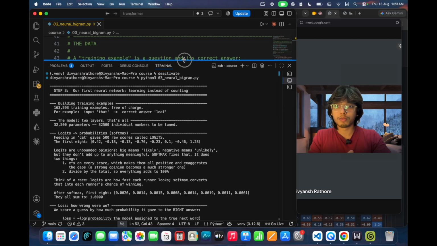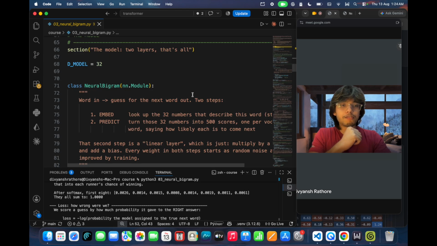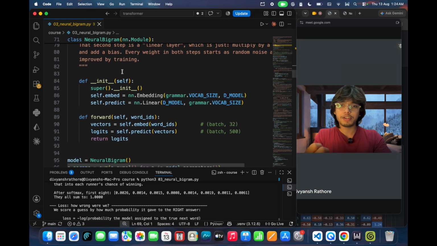Now let's come to the model that we'll be building. Our neural network will have only 2 layers. We'll keep it very simple, and the dimension of our model is going to be 32. I hope you remember what the dimension is: it is simply how many numbers you're using to represent each word. So 32. Now what are we doing here?